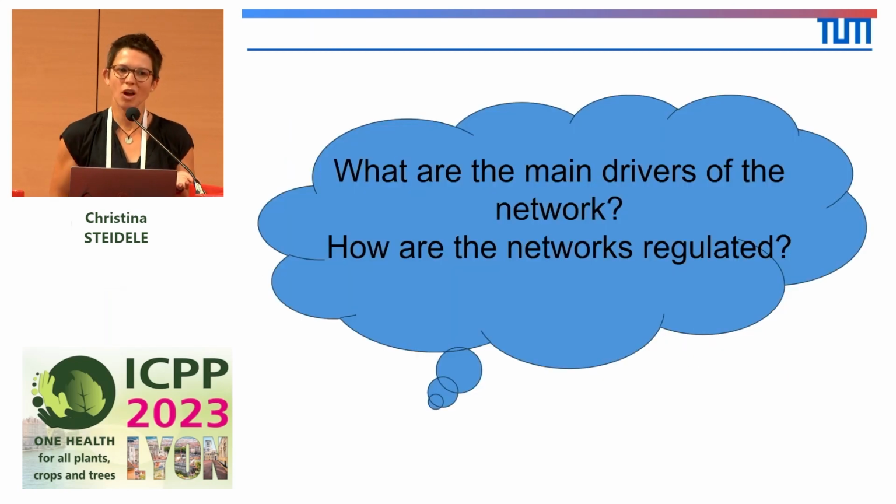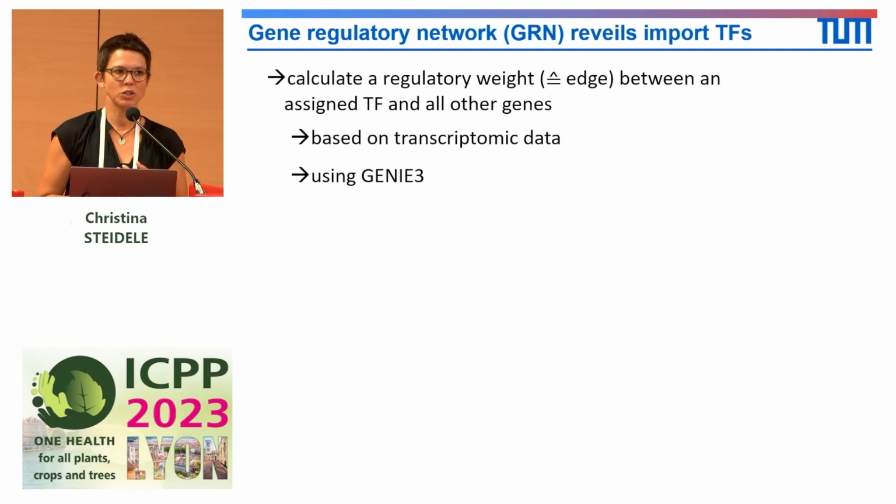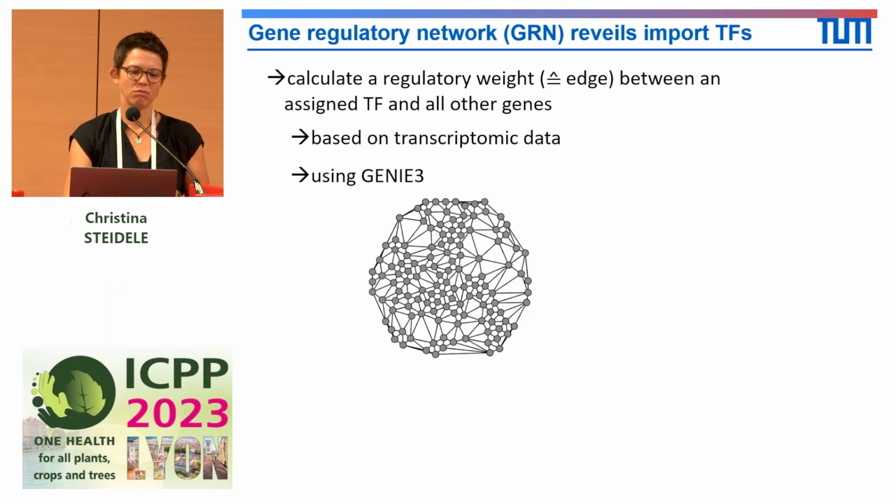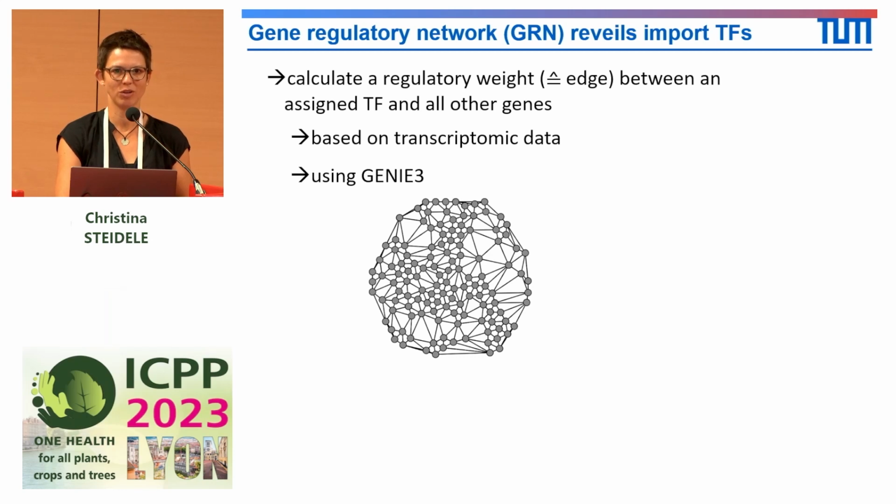But still, we do not know what the main drivers of the network are and how those networks are regulated. So in order to answer that question, we calculated a gene regulatory network, again based on our transcriptomic data. And you will get something like this. Well, this is, again, not really helpful because you do not know what's important here, where the central hubs are.